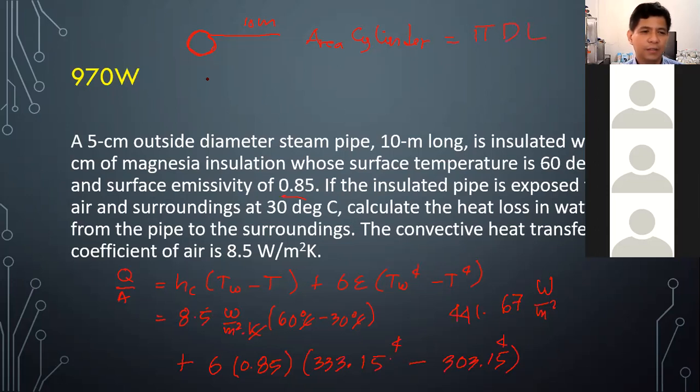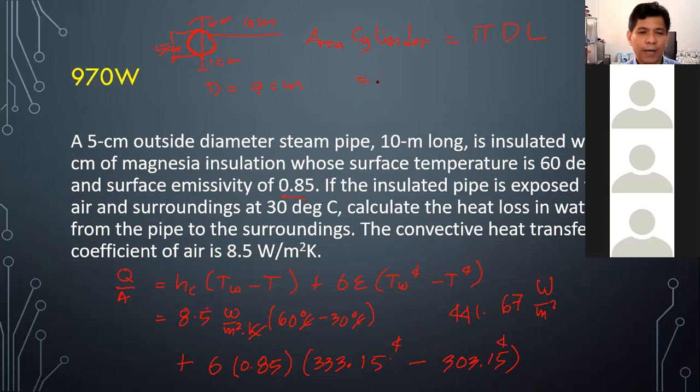So yan lang yan, ano? So we need to determine the diameter. Ang length natin 10 meter. Yung outside diameter ng pipe 5 cm. Ito, 5 cm yan. Tapos naglagay kayo ng magnesia na insulation na 1 cm. So ilan na yung total diameter ng pipe? 1 dun sa taas, 1 dito sa baba. So ang D natin ay 7 cm. Diba? Okay, so now let's calculate the area of the cylinder.